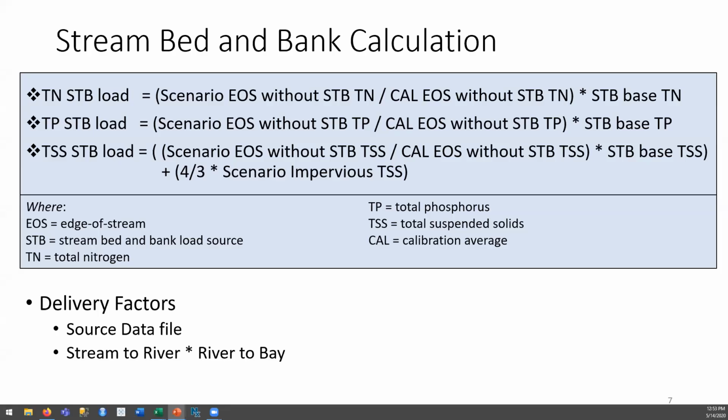So the stream load is independent of a sector. We're looking at the load that comes through natural areas, and a stream is always classified as natural. We're not looking at an urban versus an agricultural load. That's another question that comes up quite a bit on these.